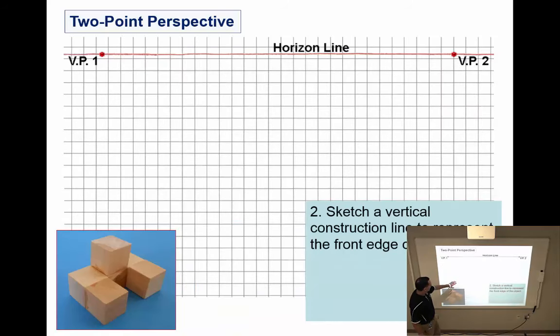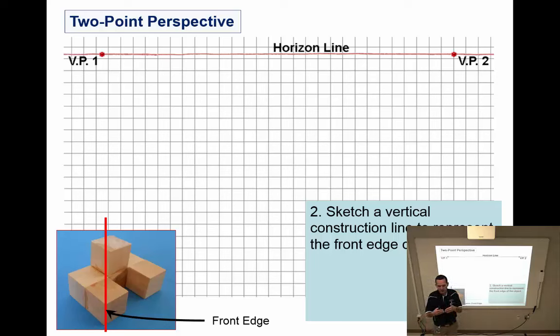Now instead of starting with a flat surface like the front view of the object like I did for a one-point perspective, I'm interested in this front edge, just like we talked about with isometrics. The front edge where the top, the front, and the right view meet. And so I'm interested in this front edge, so I'm going to draw this line. It's a light construction line on my paper.